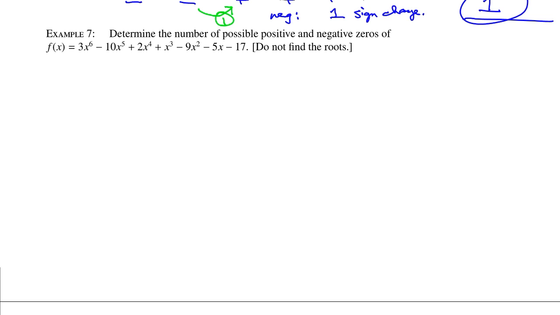So let's look at the signs of the original function. Plus, minus, plus, plus, minus, minus, minus. Count the sign changes. We have 1, 2, 3 sign changes. So for positives, we know it could be 3 or 1.